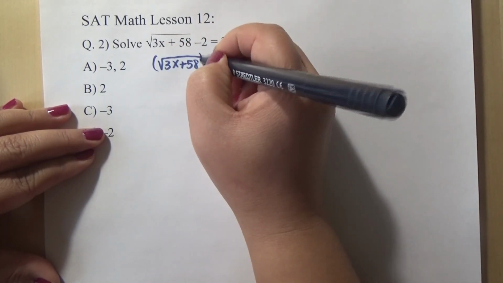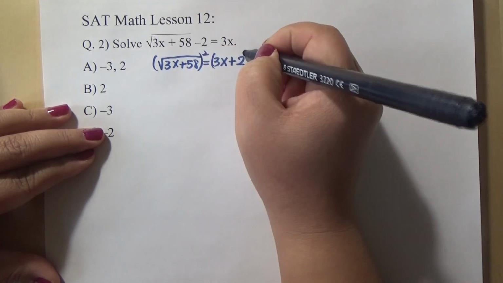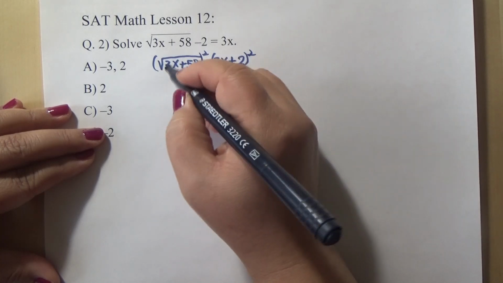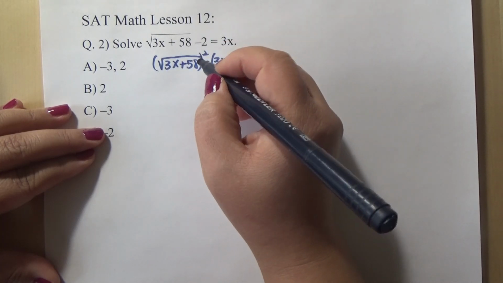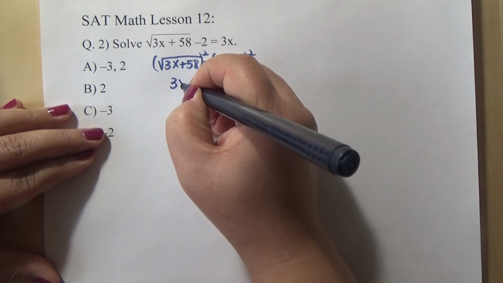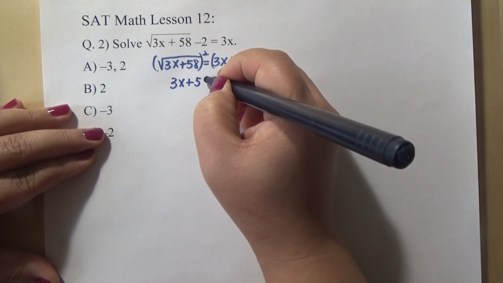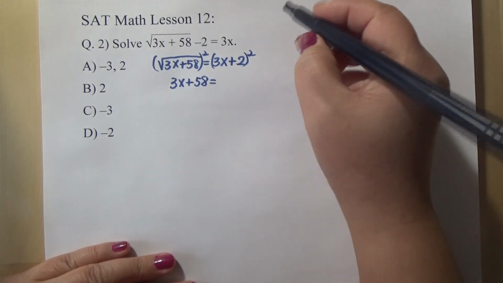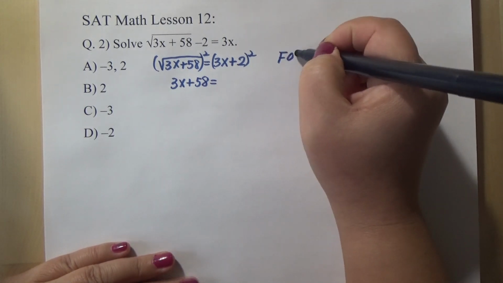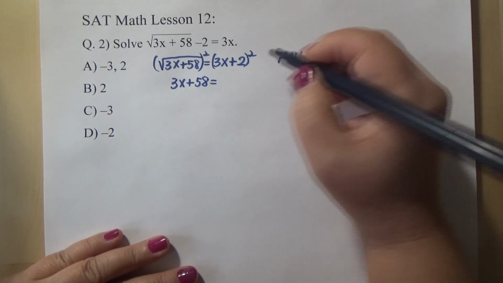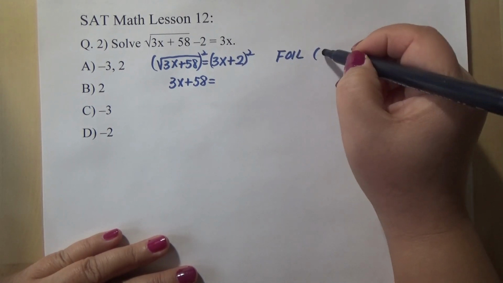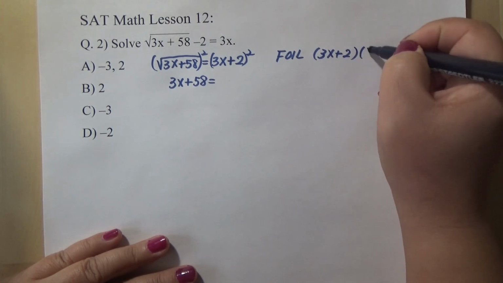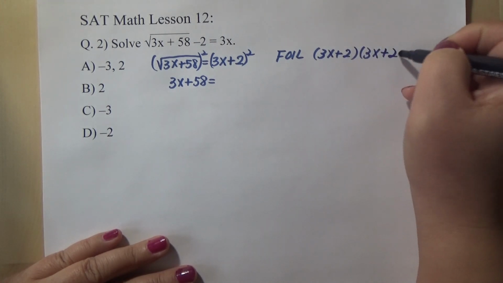So that's why we have to square both sides. Okay? So the square root of 3x plus 58, squared, is 3x plus 58, which is equal to (3x plus 2) squared. We have to use FOIL. So (3x plus 2) squared is 3x plus 2 times 3x plus 2.